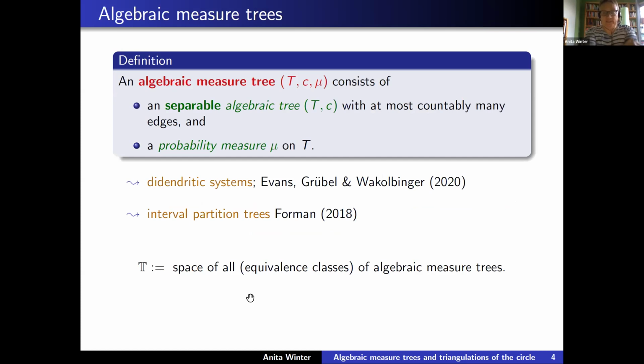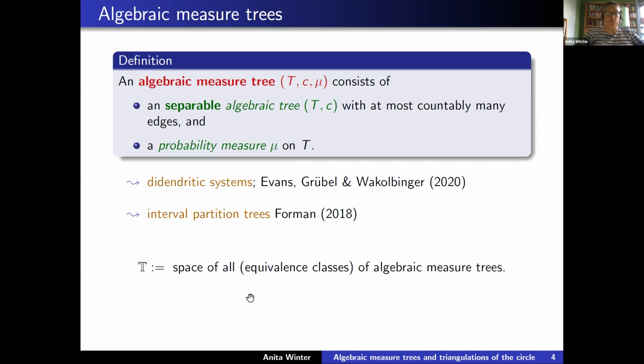An algebraic measure tree, the object we want to study here, consists of an algebraic tree together with a probability measure mu on T. For the purpose of today's talk, to end up with a compact state space, we require that the algebraic tree is separable and consists of at most countably many edges.